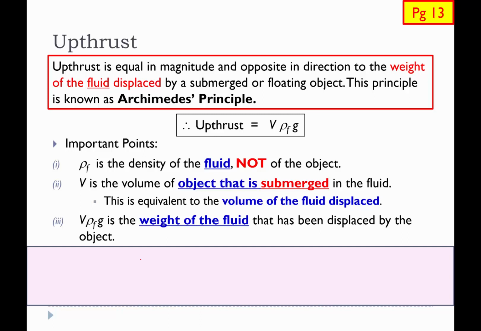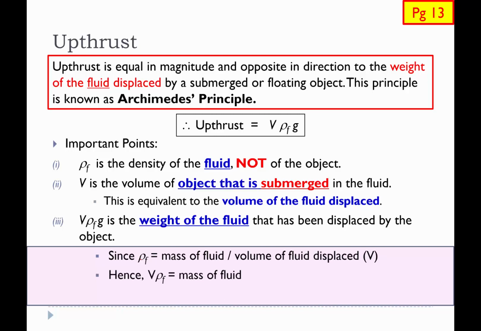And how do I see that? Since rho f is equal to the density of the fluid, that should be given by the mass of the fluid over the volume of the fluid displaced, and since we know V, the volume of the object submerged, is also equal to the volume of the fluid displaced, V times rho f is essentially the mass of the fluid, and that mass of the fluid multiplied by g gives us the weight of the fluid displaced.